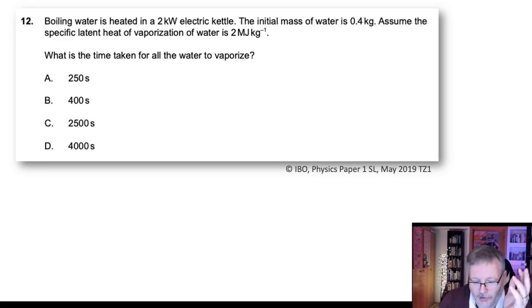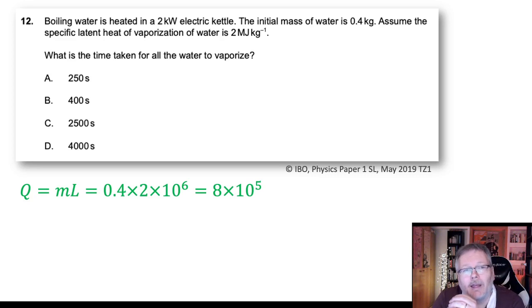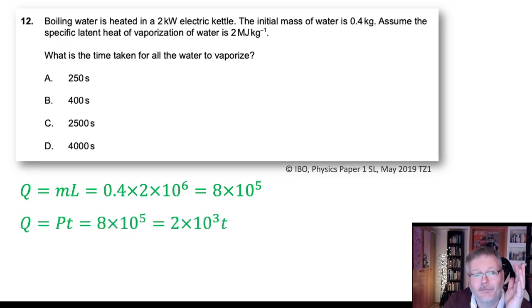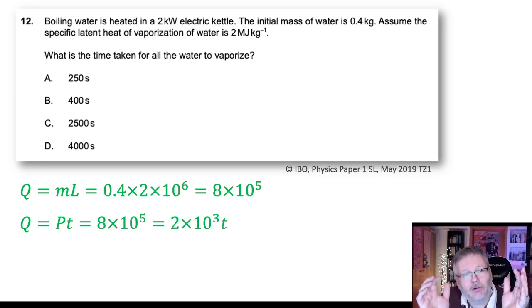So, what do we know? We know Q equals ml. We know m is 0.4 and we know L is, it says, 2 megajoules. So we'll convert 2 megajoules to 2 million joules, 2 times 10 to the 6 joules, and we get a value for Q of 8 times 10 to the 5 joules: 2 times 10 to the 6 joules per kilogram multiplied by 0.4 kilograms. 8 times 10 to the 5 joules. We know that's the total amount of energy we need to produce.